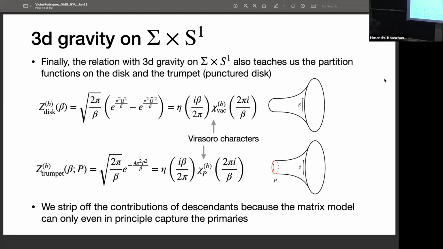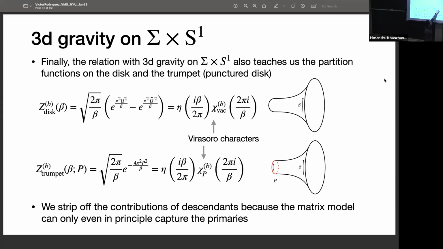Okay. So in the language of JT gravity again, you get what we would normally call the disk partition function and the trumpet partition function. Turns out that these are just given by the vacuum Virasoro character and the non-degenerate Virasoro character with momentum p. So, for example, the top one, think about it as just a disk. The partition function is just the partition function of the solid disk times S1, so just a solid torus.